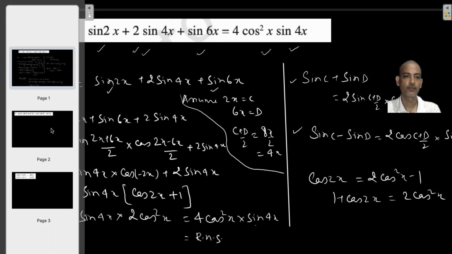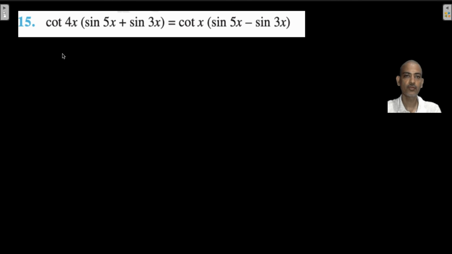What is my next problem? My next problem is saying cot of 4x into the bracket of sin of 5x plus sin of 3x is equal to cot of x into sin of 5x minus sin of 3x. Now again, working with this kind of a problem wherein you have a complicated equation on the left hand side and a complicated one on the right hand side, the easier approach is to solve left hand side and right hand side separately and bring it to some stage, and then make sure that left hand side is equal to right hand side.